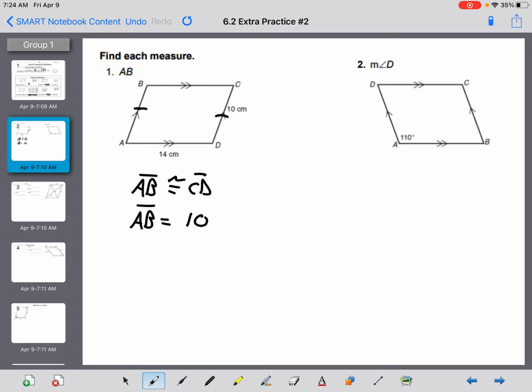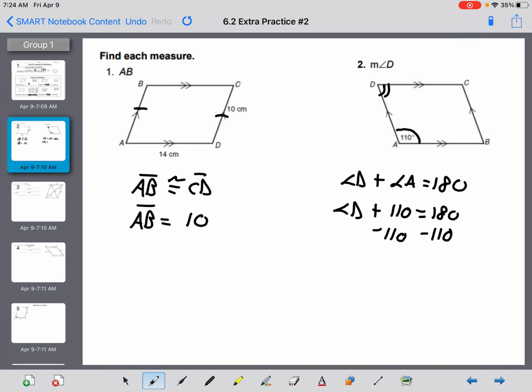The measure of angle D. Well, here we have angle A, and here we have angle D, and those are consecutive. So angle D plus angle A equals 180. Angle D we don't know, but angle A is 110, equals 180. Subtract 110 on both sides, and angle D is equal to 70 degrees.